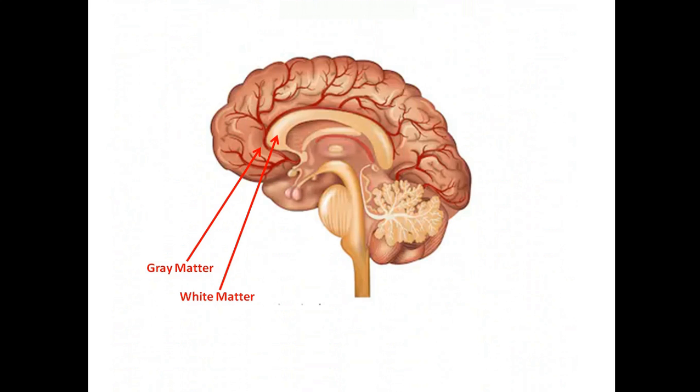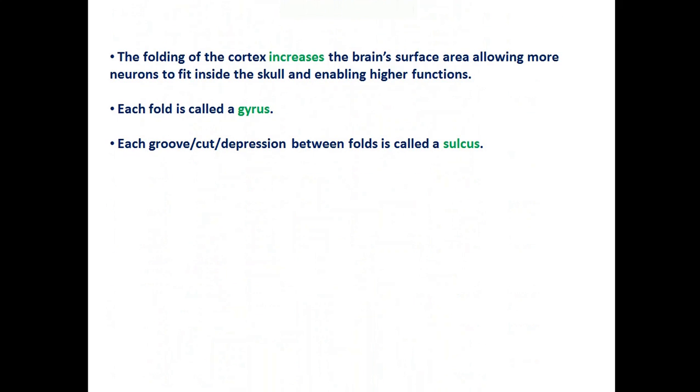Look at it carefully. The folding of the cortex increases the brain's surface area, allowing more neurons to fit inside the skull, and enabling higher functions. Each fold is called a gyrus. Each groove, or cut, or depression, between folds is called a sulcus. So we got two more terms here, gyrus and sulcus.